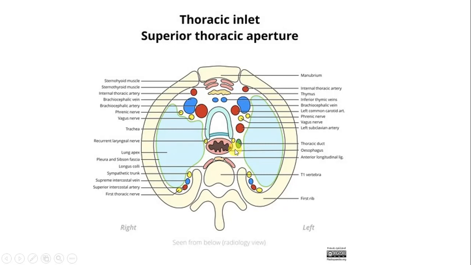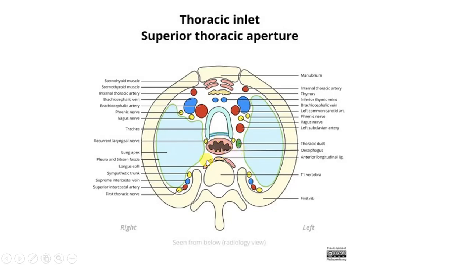In this cross section, we are seeing the section from below, so this becomes the right side and this becomes the left side. Now, we can see certain structures and understand the relations of the structures at the thoracic inlet. On both sides is the lung apex. This lung apex is covered by the parietal pleura, and here is what is named the suprapleural membrane.